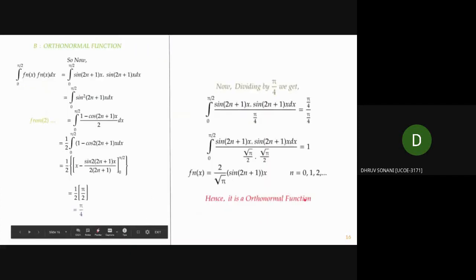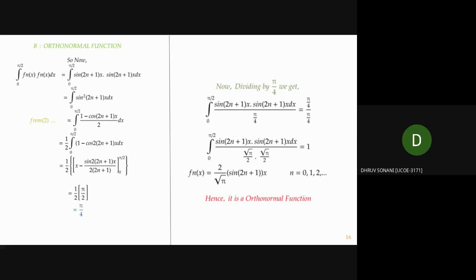So now we will start the second part, that is orthonormal functions. In orthonormal, the function is given as the integral from 0 to pi by 2 of f_n(x) times f_n(x) dx. By putting the value of f_n(x), we get the integral from 0 to pi by 2 of sin((2n+1)x) times sin((2n+1)x) dx. Combining these both, we get the integral from 0 to pi by 2 of sin square((2n+1)x) dx.